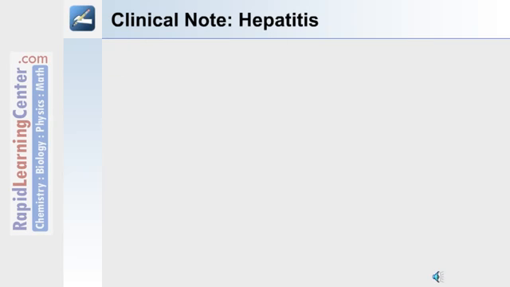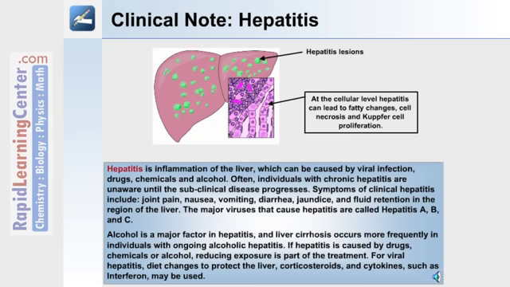Now let's discuss the disease hepatitis. Hepatitis is inflammation of the liver, and it can be caused by a variety of things: viral infection, drugs, chemicals, and alcohol. Shown in the diagram on the surface of the liver are hepatic lesions, and at the cellular level, hepatitis leads to fatty changes, cell necrosis, and Kupffer cell proliferation.